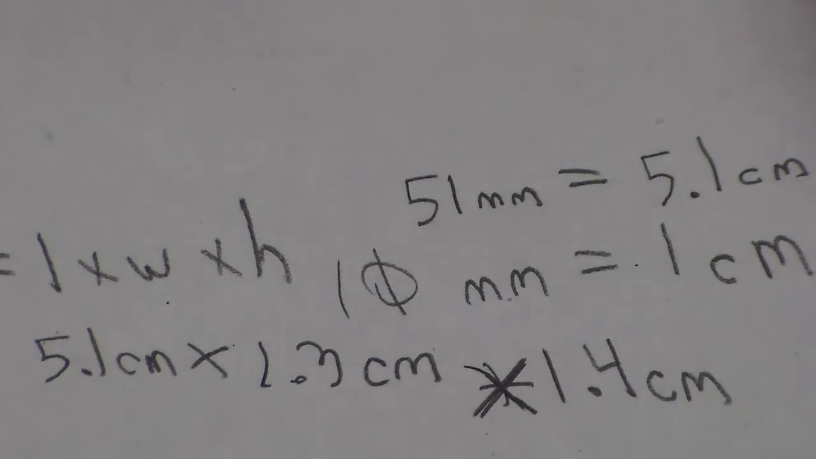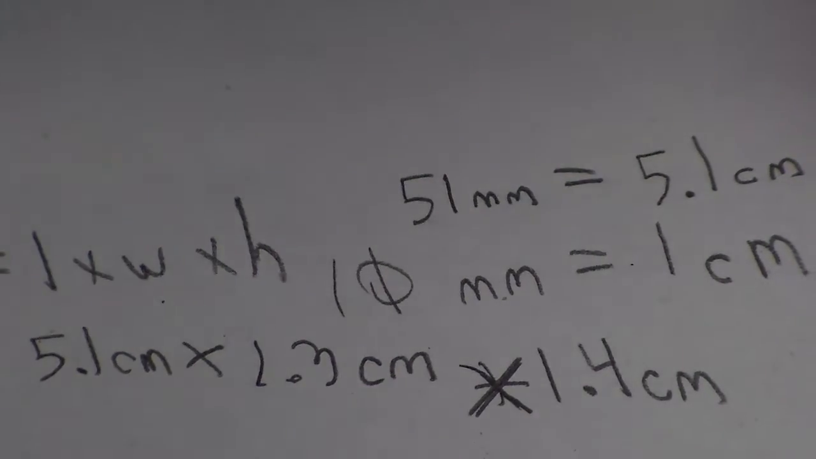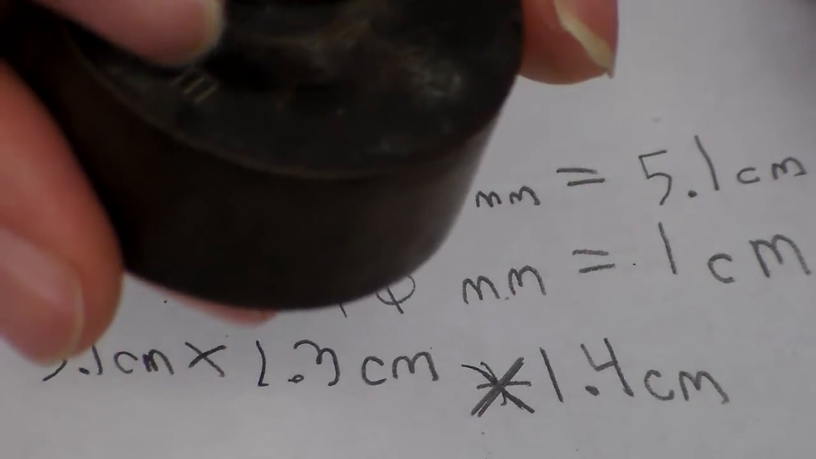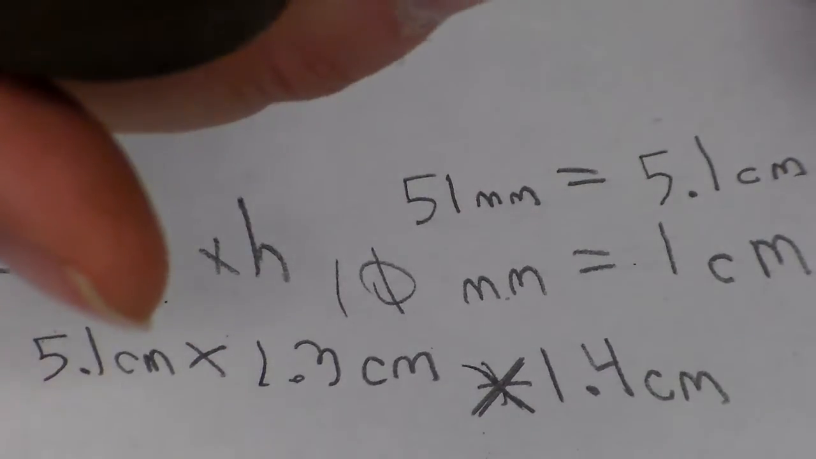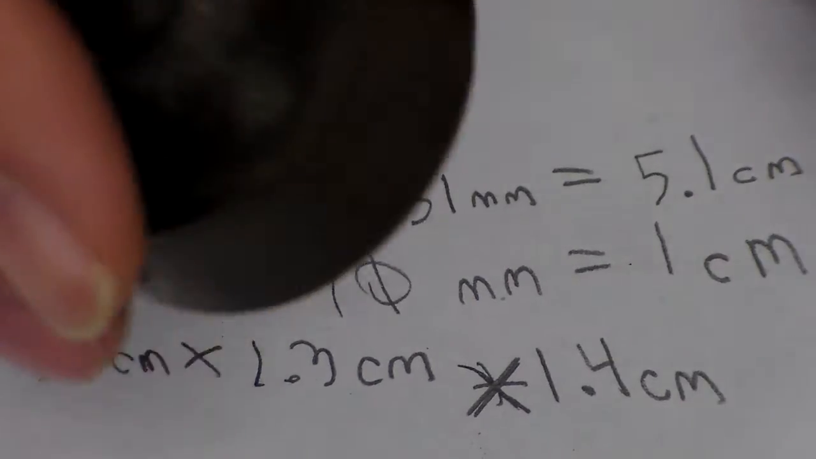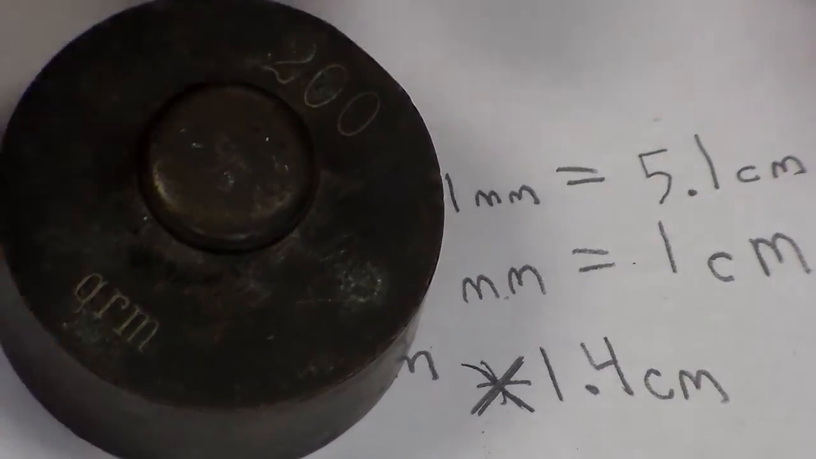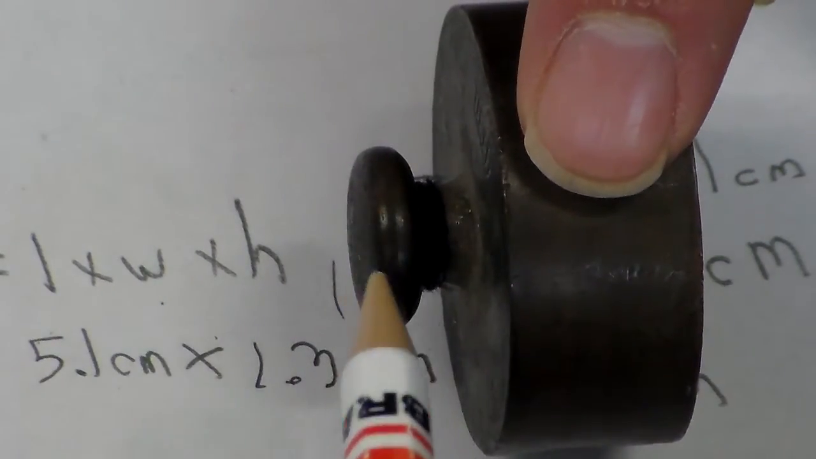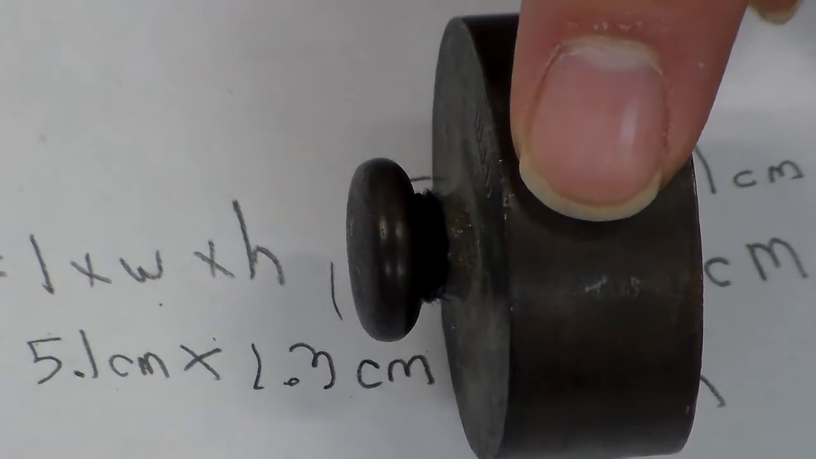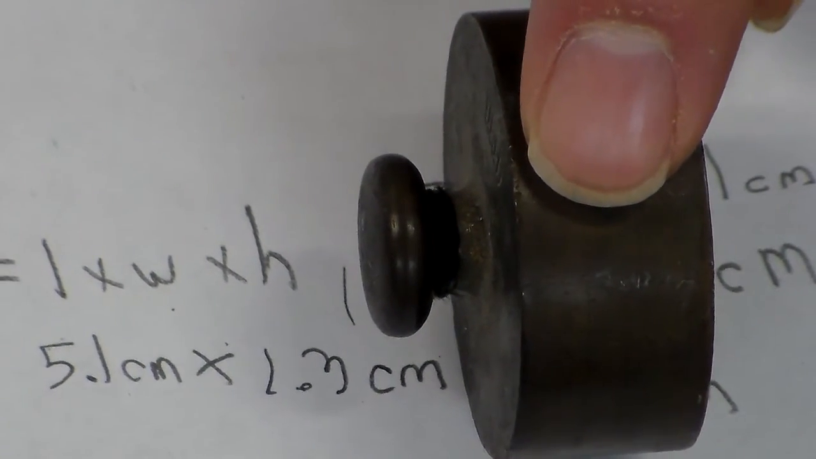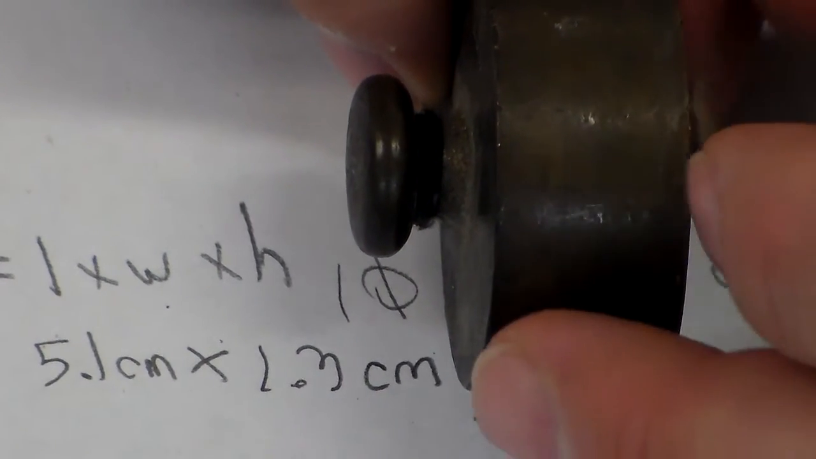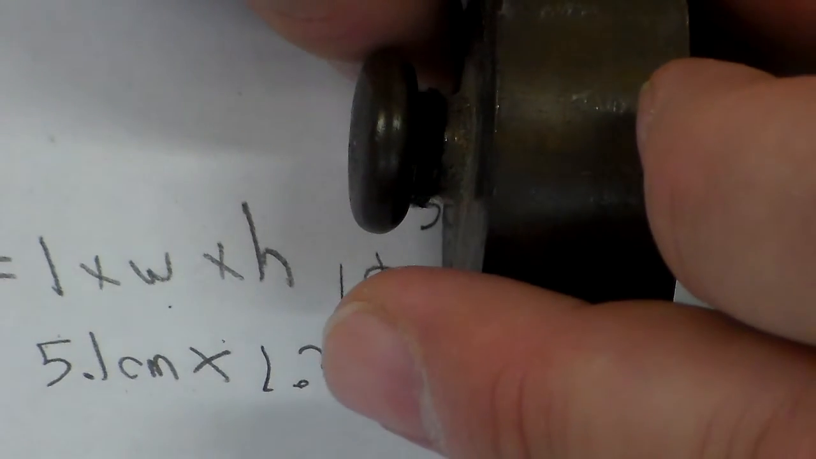So let's look at something else. What about something like this? This is a brass weight. This is a 200-gram weight, and I'm going to need to figure out the volume of this. Now, if you look on the side here, you notice you've got this handle here. For the purposes of our lab, we're not going to worry about the handle. We're just going to take this, and it's like a brass hockey puck. So what's involved in that?